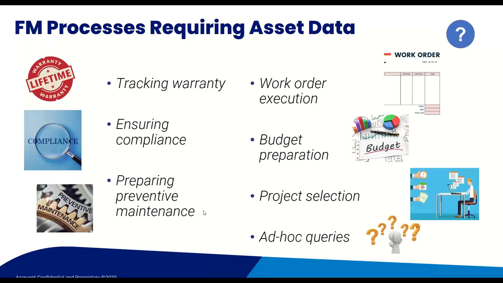Then we have a lot of data, but you also see a lot of facility management processes where asset data is required. So here's a list of them. Probably this is not a complete list, but just going through a few of the major processes here. So tracking warranty. If you have warranty on, for instance, the roof or an air conditioning, and there's a leak or it breaks down, then it is useful to know that the system is under warranty and whom you can reach out to address the problems with it.